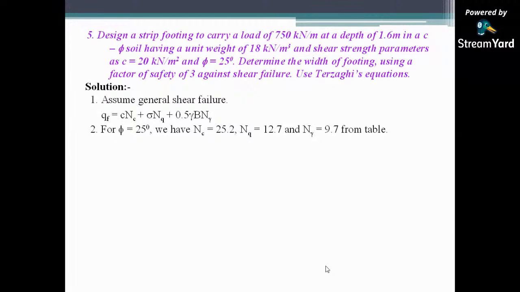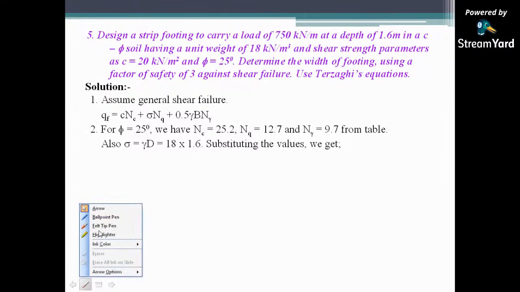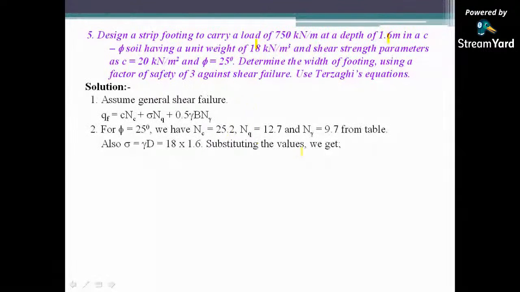and 9.7. Next, sigma is also gamma into D. So gamma here is 18 and depth is 1.6. Substituting these values, we get qf equals c, which is 20, into Nc 25.2.